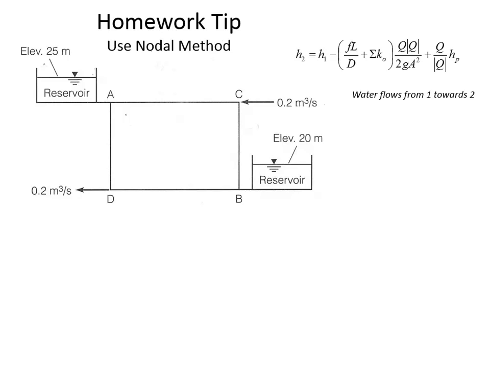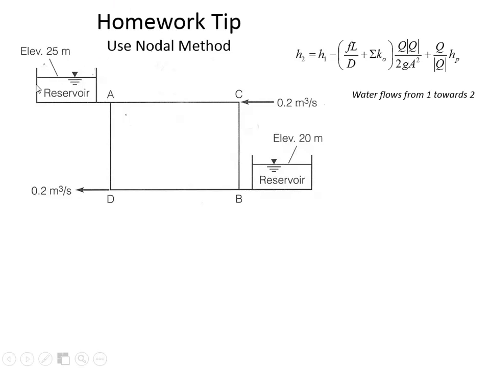So let's discuss this problem from the homework assignment. You can solve this by applying the nodal method, and specifically, we had this formula presented before. And what we say is water flows from 1 towards 2. And remember, this is just a rearrangement of the energy equation where H means head, and that is the sum of the three head terms, which is the pressure head, velocity head, and elevation head.